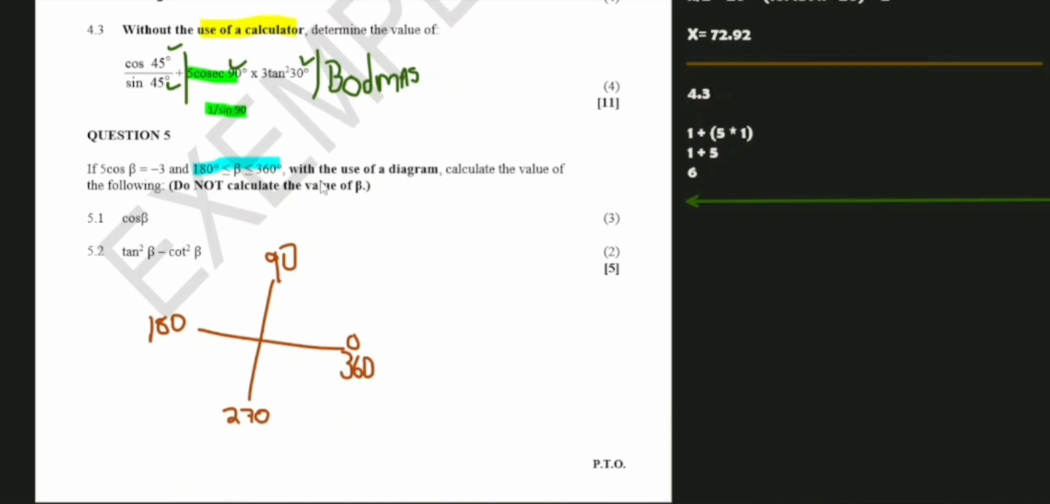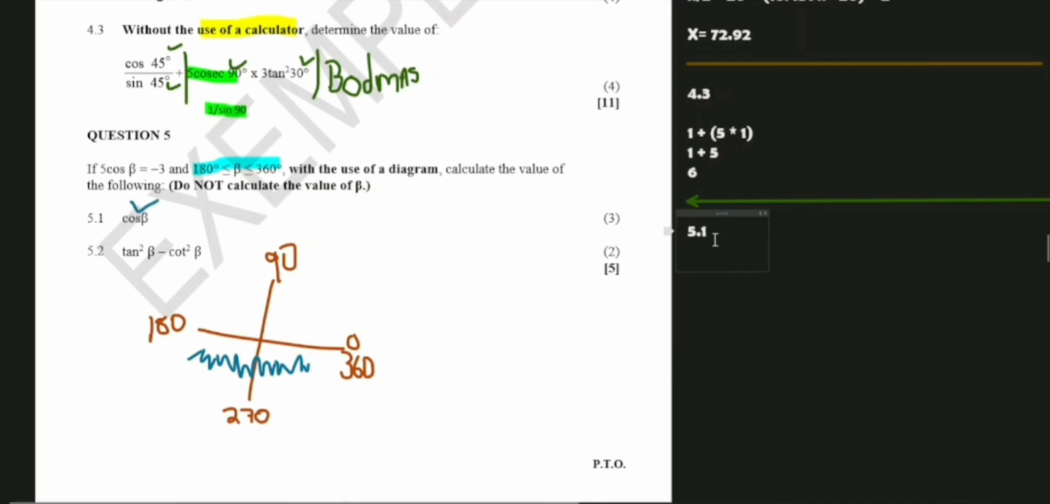So they say it falls within this range over here. So what do we know about this range? In this range over here, the y values are 0. Okay, sharp. With the use of a diagram, calculate the value of the following. Do not calculate the value of beta.